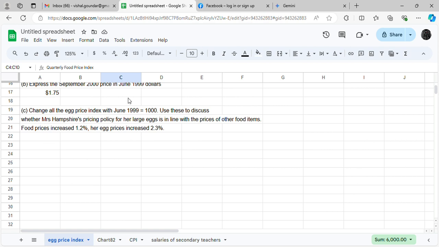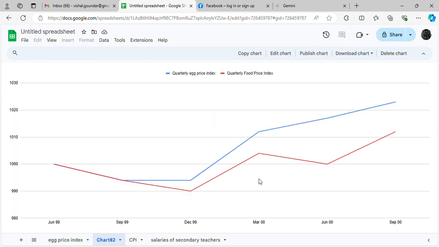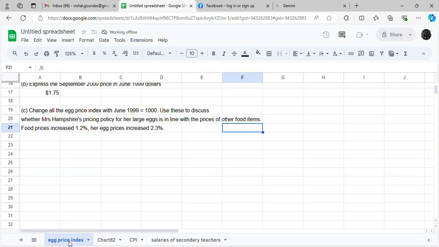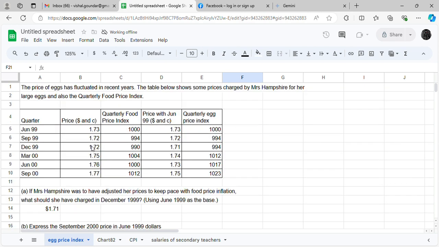Change all the egg price index with June 1999 equal 1000. Use this to discuss whether Mrs. Hampshire's pricing policy for her large eggs is in line with the price of other food items. From the chart, we can see that it's not in line after September 1999. Food prices increased 1.2%.